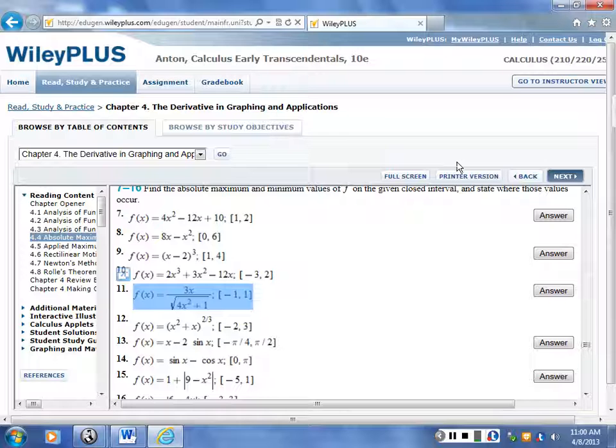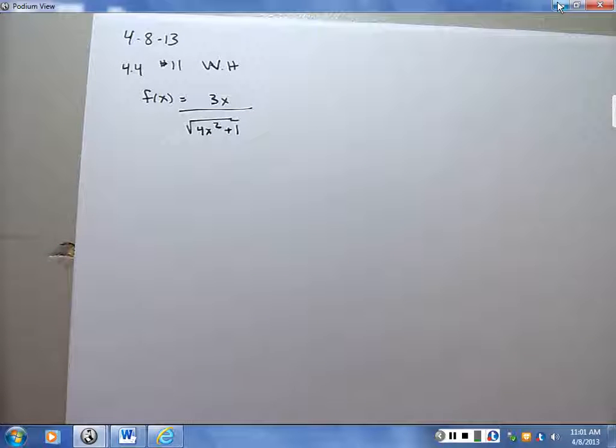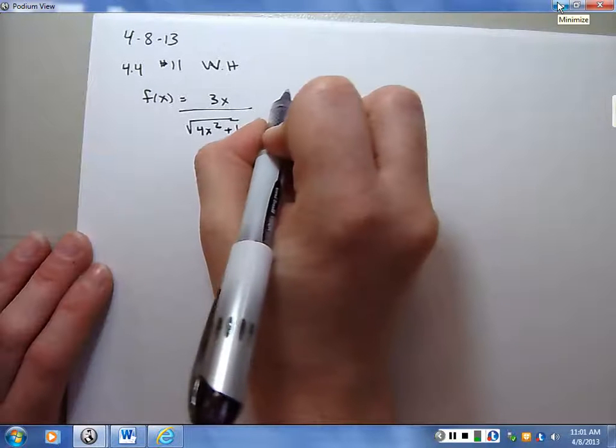Okay, so 4.4, number 11. So we're given a function. When I took the derivative of it, I just felt like it wasn't anything I could do anything with. So it's the algebra, really. Yeah. So plus 1, and we're looking for minus 1 to 1.